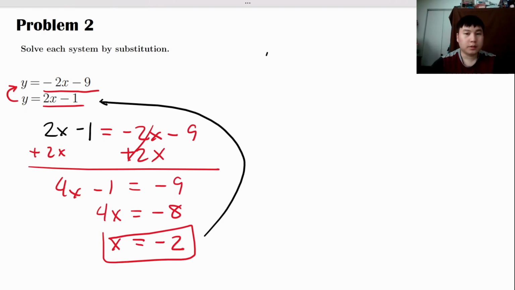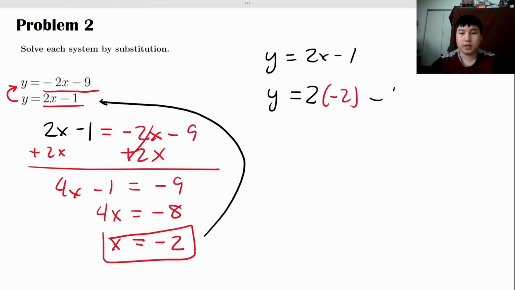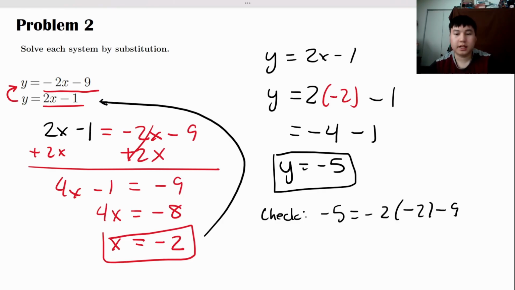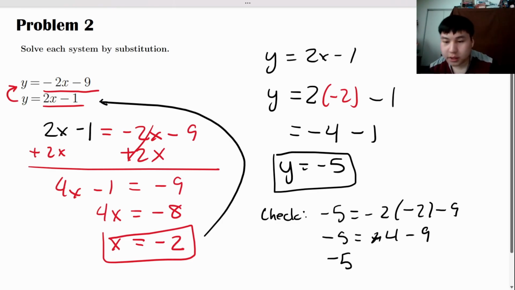So just rewrite that. y equals 2x minus 1. y equals 2 times negative 2 minus 1. Now that is negative 4 minus 1, and y equals negative 5 in this case. And just to quickly check my work, check negative 5 equals negative 2 times negative 2 minus 9. That gives me positive 4, and then that should give me negative 5.